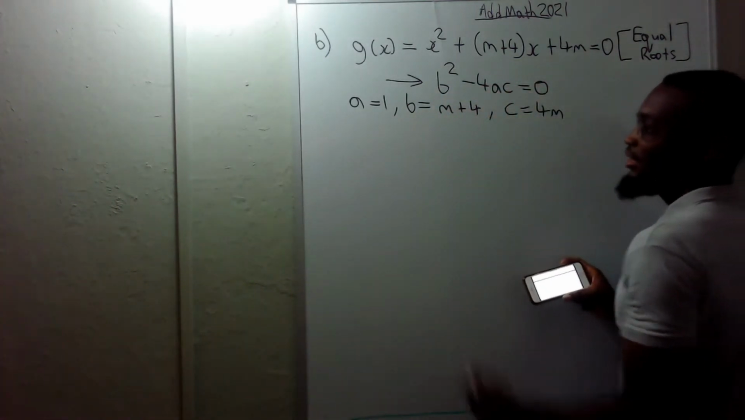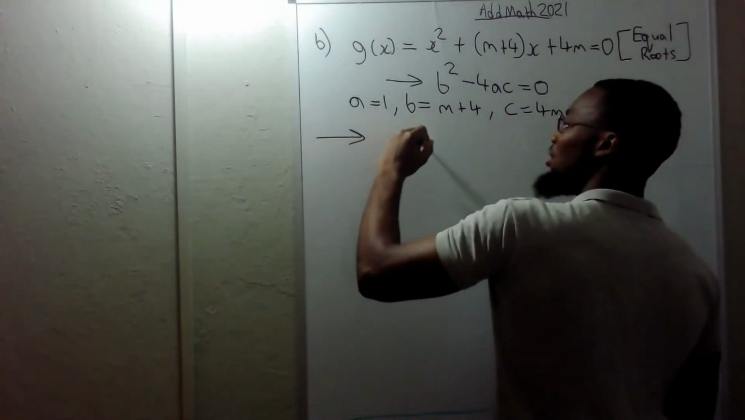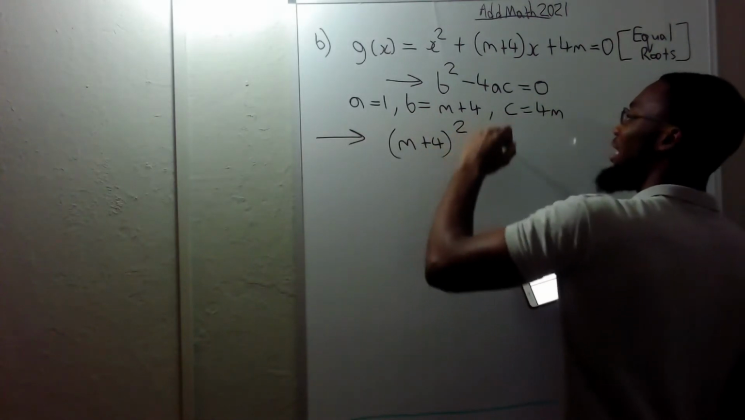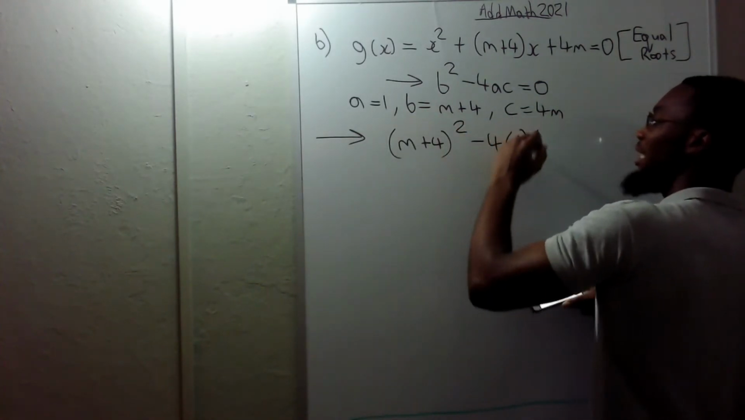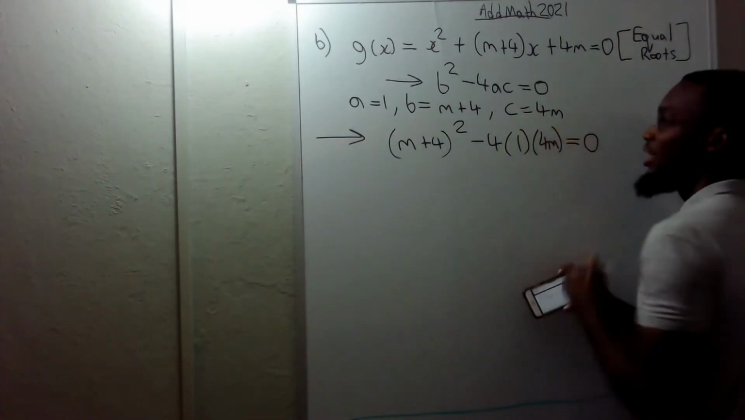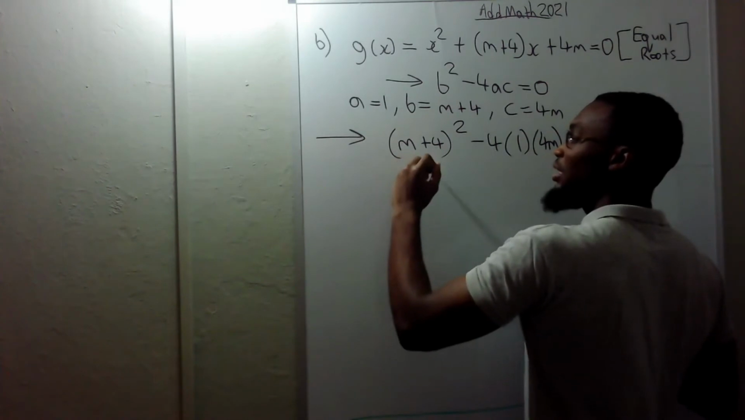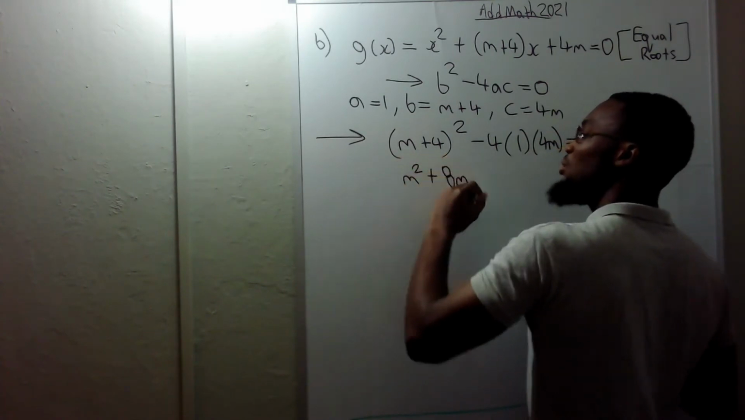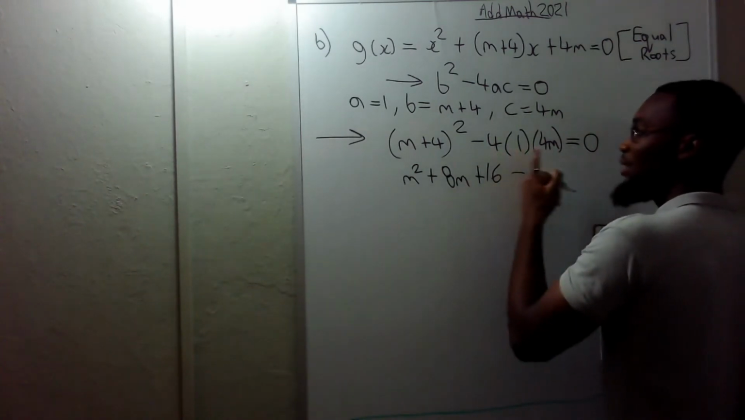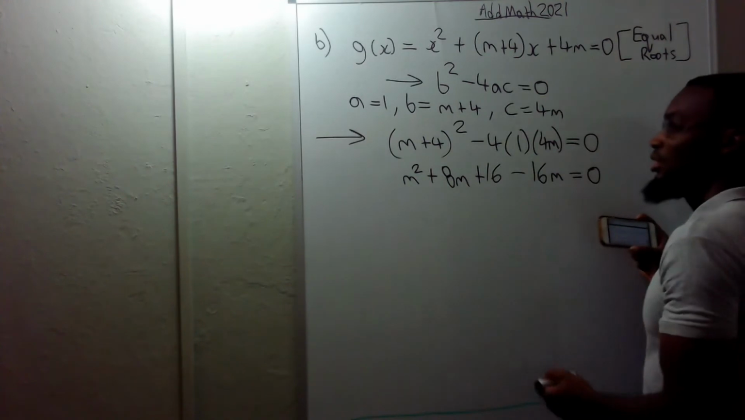So that implies the discriminant: m plus 4, that is b squared, minus 4 times a, which is 1, times c, which is 4m, equals 0. Now expanding this, it becomes first term squared plus twice the product of the two plus second term squared, minus 4 times 4, which is 16m, equals 0.